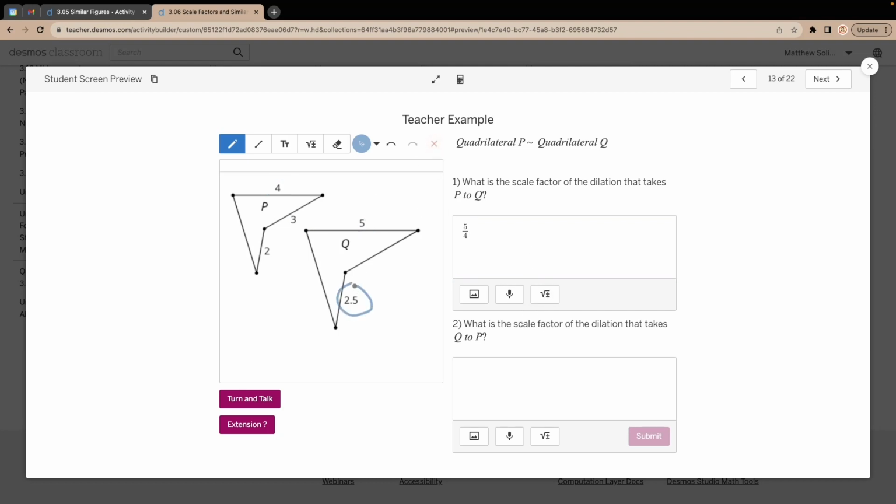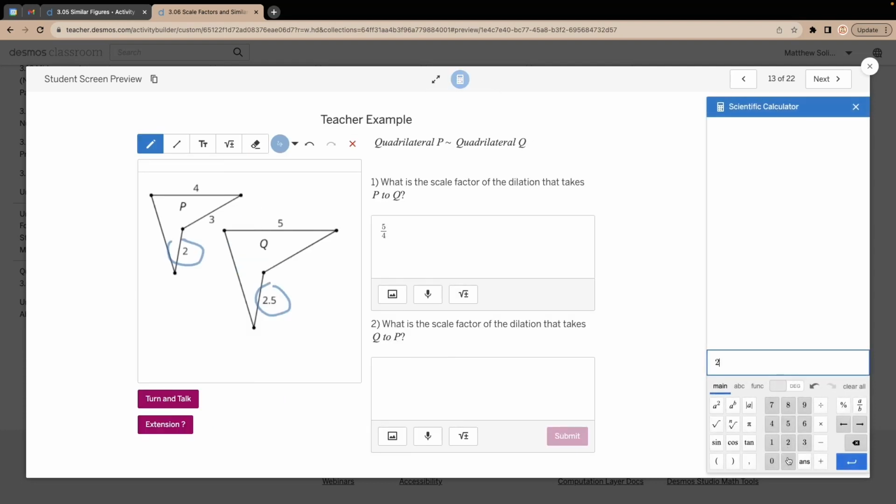If I put 2.5 over 2, I could have used those matching sides. 2.5 divided by 2 is 1.25. 5 divided by 4 is also 1.25. So either of those would have worked. We get the same thing. It's 1.25 as a decimal.